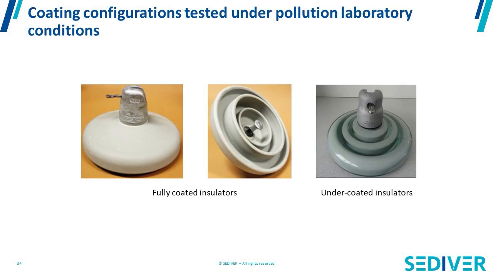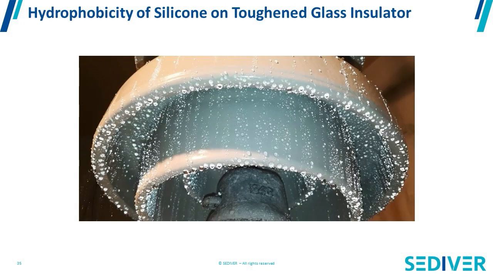Now, when you don't have any other solution, when you cannot find the right shape and you cannot put enough leakage distance for a certain type of pollution, today, many people are using silicon-coated glass insulators. Why? Because silicon has this characteristic to be hydrophobic.